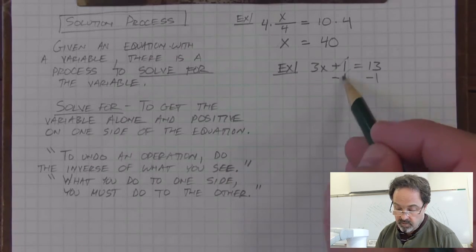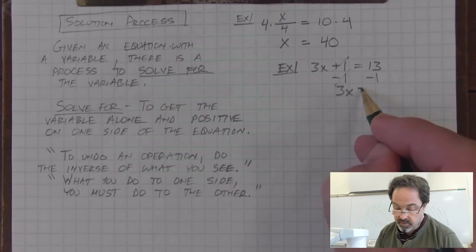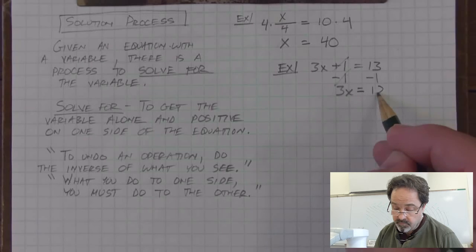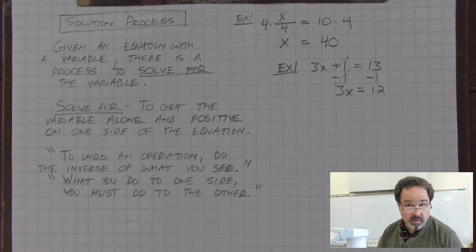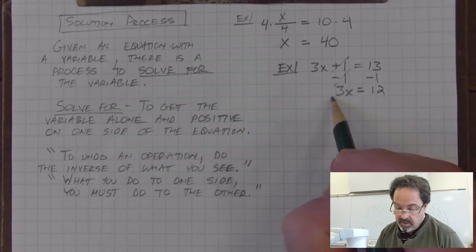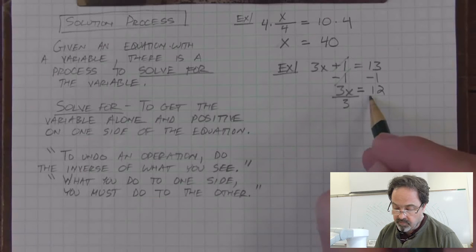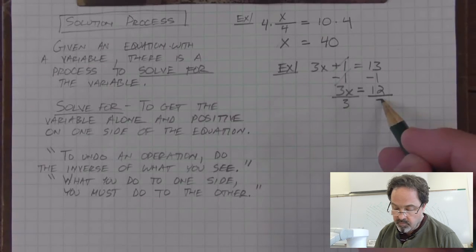When we do, the plus 1 and minus 1 cancel out, leaving the 3x. On the other side, 13 minus 1 is 12. X is not alone and positive yet. We're still multiplying by 3. I'm going to do the inverse of multiplication. I'm going to divide by 3. What I do to one side, I must do to the other.